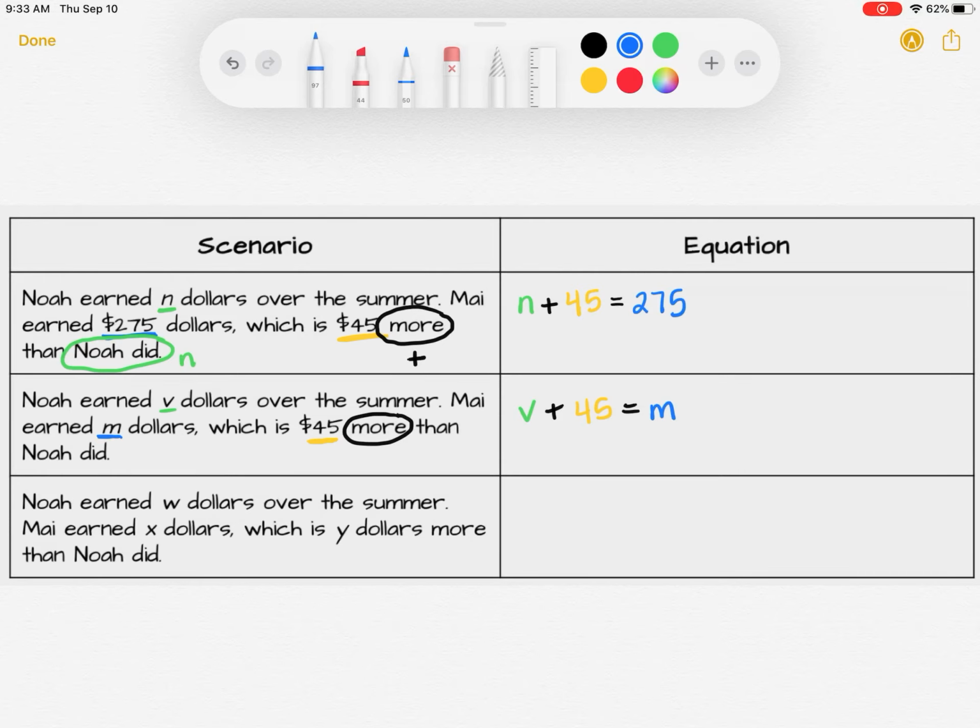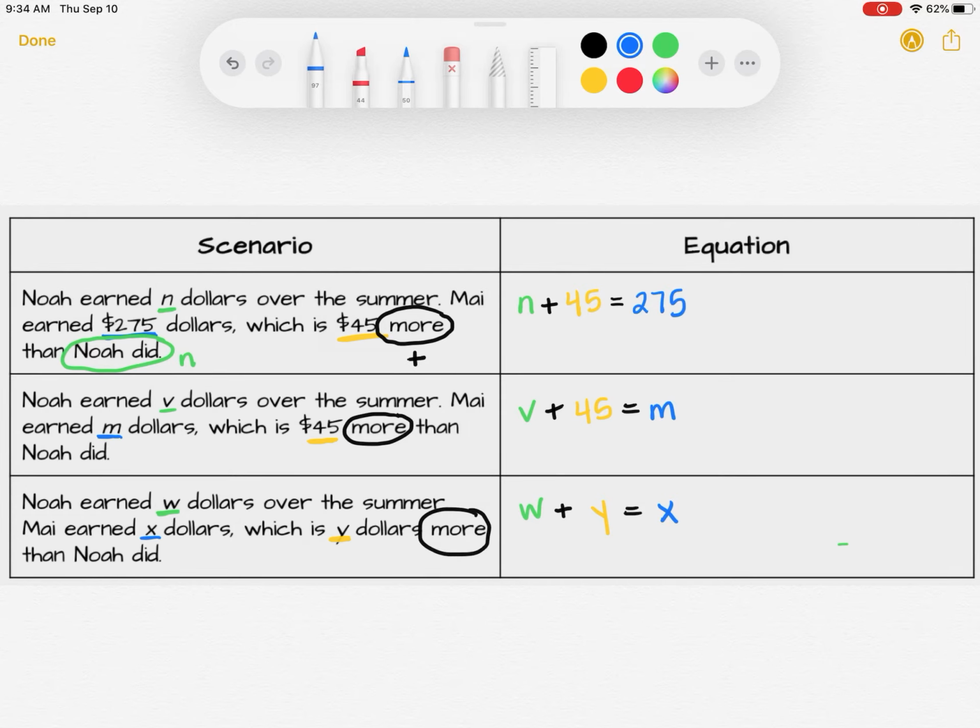Now our last one, it's all variables this time. So this is just to remind us it's okay to have an equation with all variables. So Noah earned W dollars over the summer. Mai earned X dollars, which is Y dollars more than Noah. So again, this time instead of Noah earning N or V dollars, he earned W. And instead of saying he earned 45 more, it says he earned Y more. So we'll use a Y instead of the 45, equals how much did Mai earn? The blue we underlined was X. So W plus Y equals X gives us our equation.